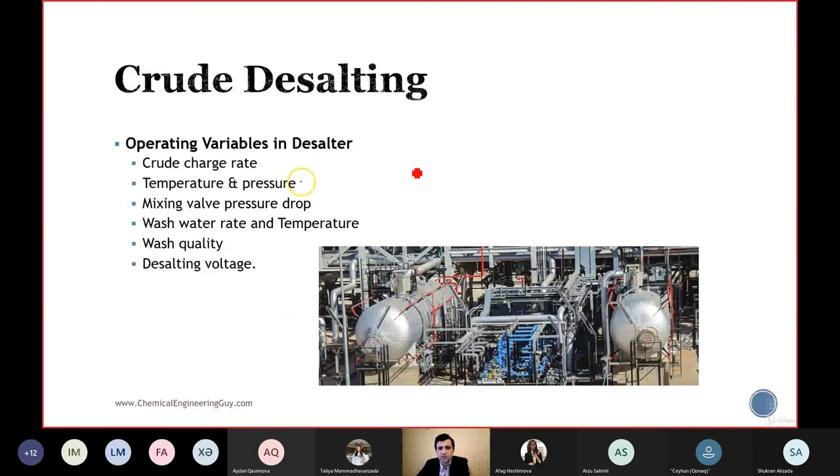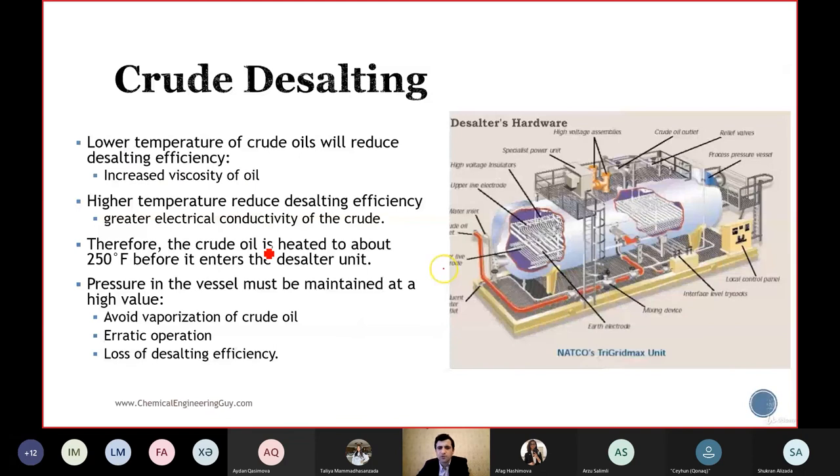This is another photo of the desalter, in which you can see the inside. We have the high voltage insulators, upper line electrodes, crude oil outlet, process pressure vessel, and where is the water outlet? It is not shown. We have the water inlet and crude inlet. The water outlet is not shown here.